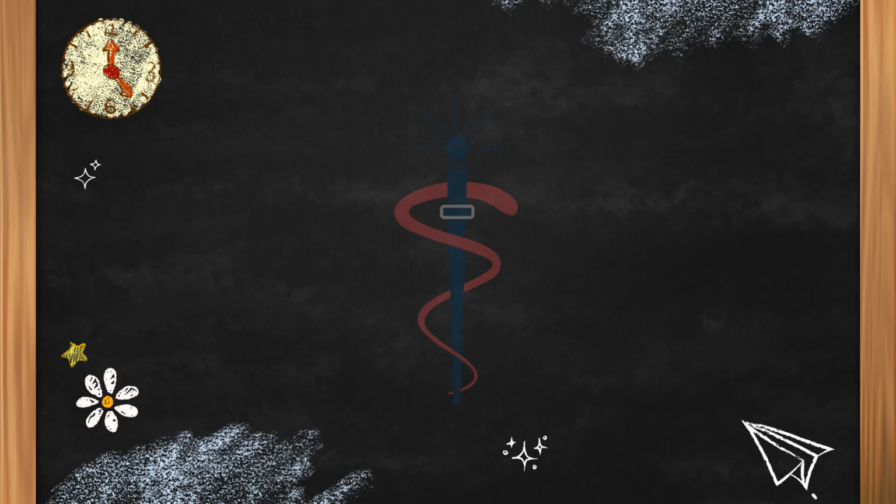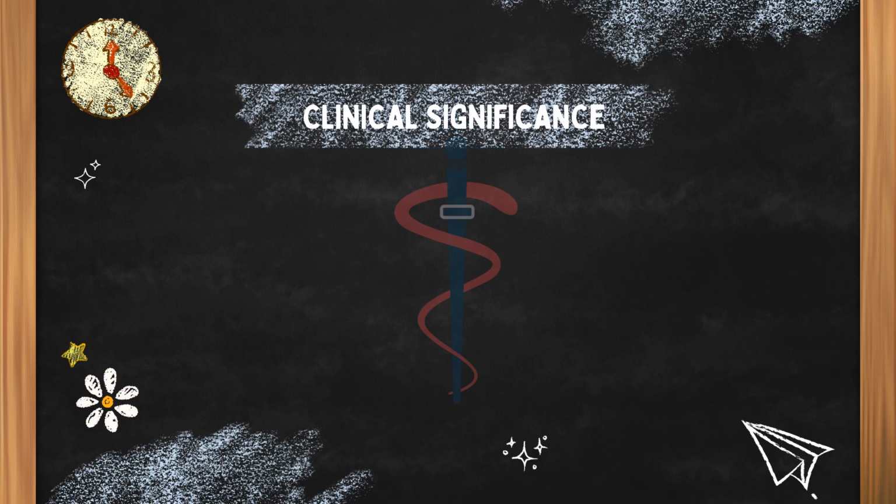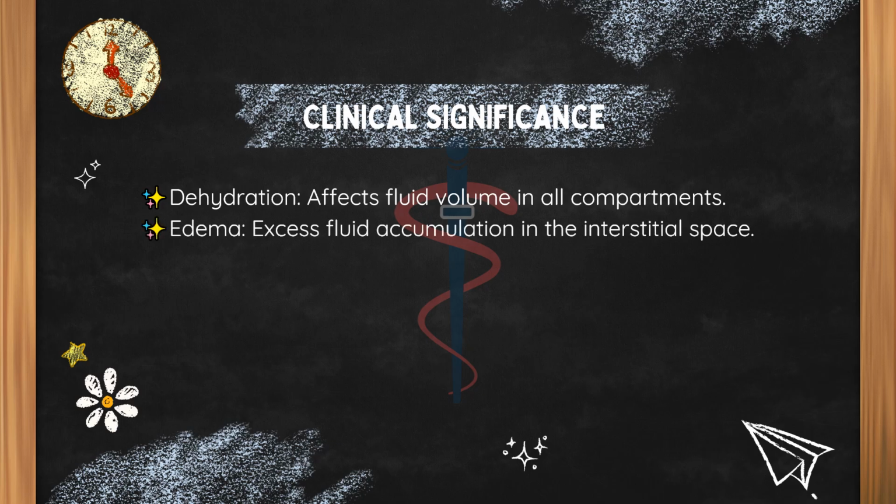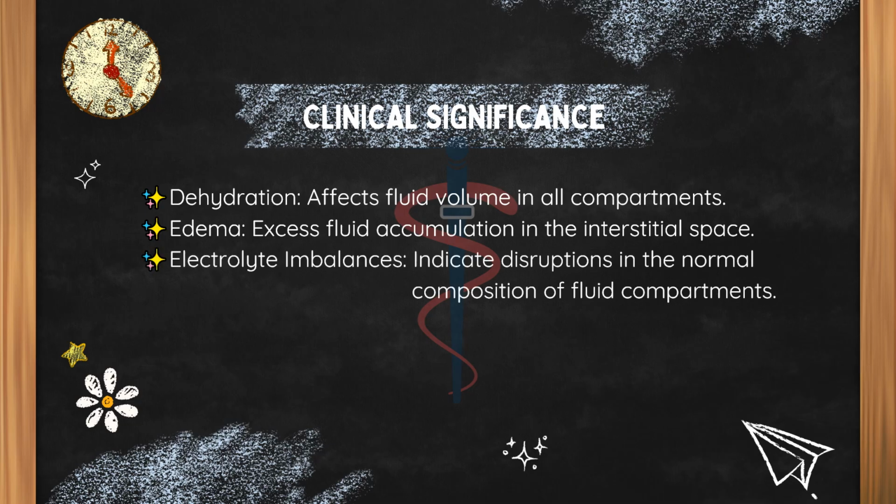Understanding these fluid compartments is vital in many clinical scenarios. For instance, dehydration affects the volumes of these compartments differently. Conditions like edema involve an excess of fluid in the interstitial space. Electrolyte imbalances directly relate to the concentrations of ions within these compartments.